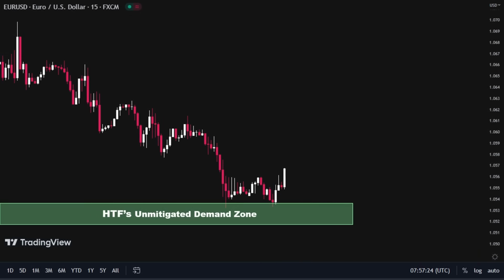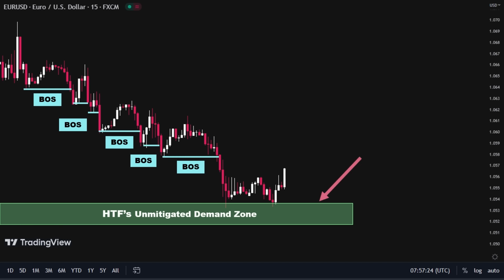So here we have the 15-minute time frame of Euro-Dollar on our chart. As you can see, price created a series of BOSs to the downside until it reached this unmitigated demand zone, which is created in the higher time frame, and then reversed to the upside.